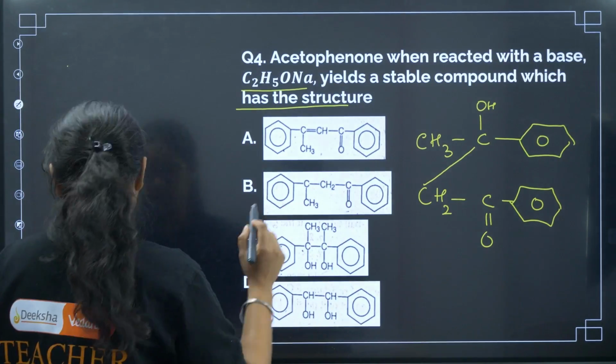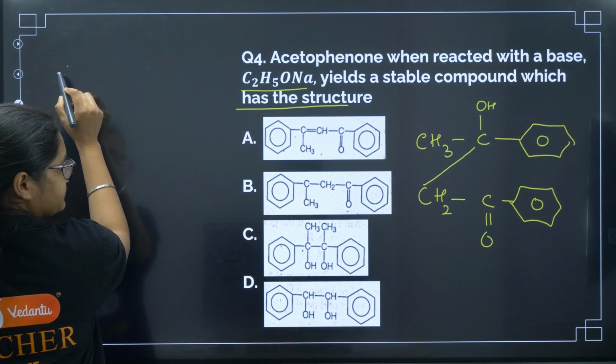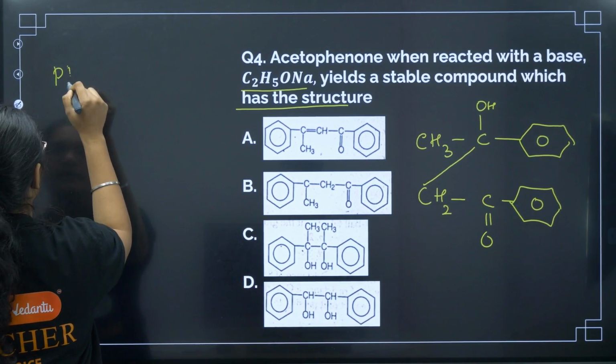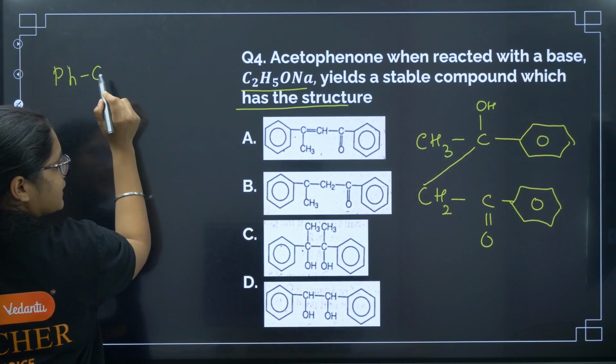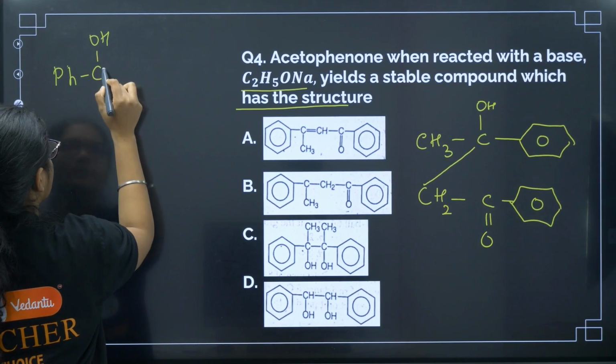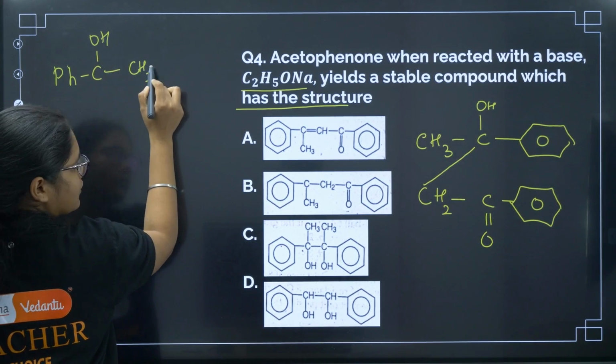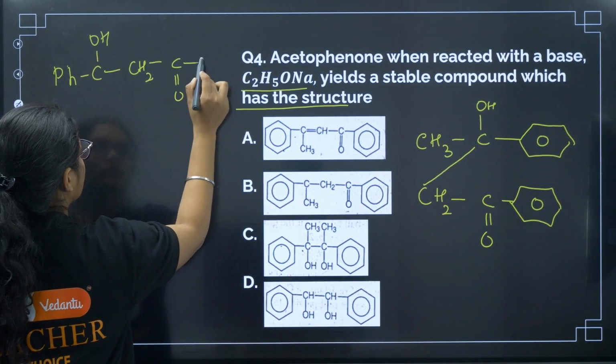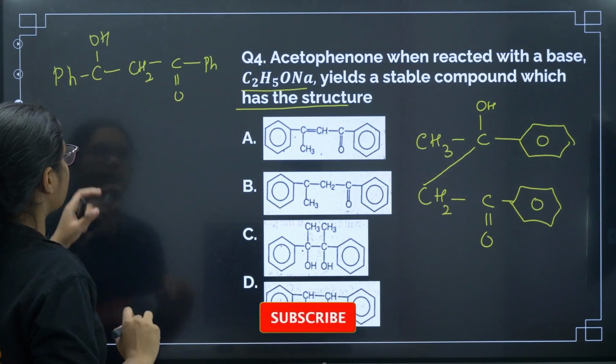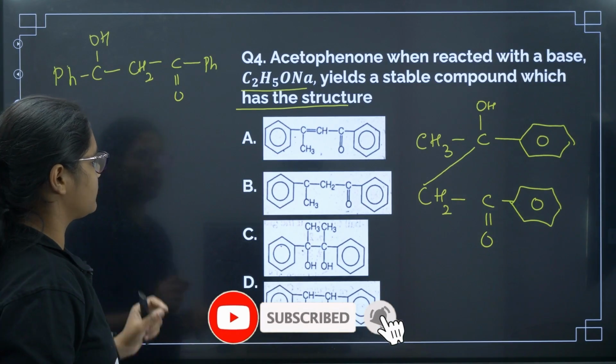But now if I write this product here, it will be Ph. I'm writing Ph, then we have C(OH), then it is connected to CH2, then we have C double bond O and then Ph, right? Now what happens here, you can see double bond formation is there.